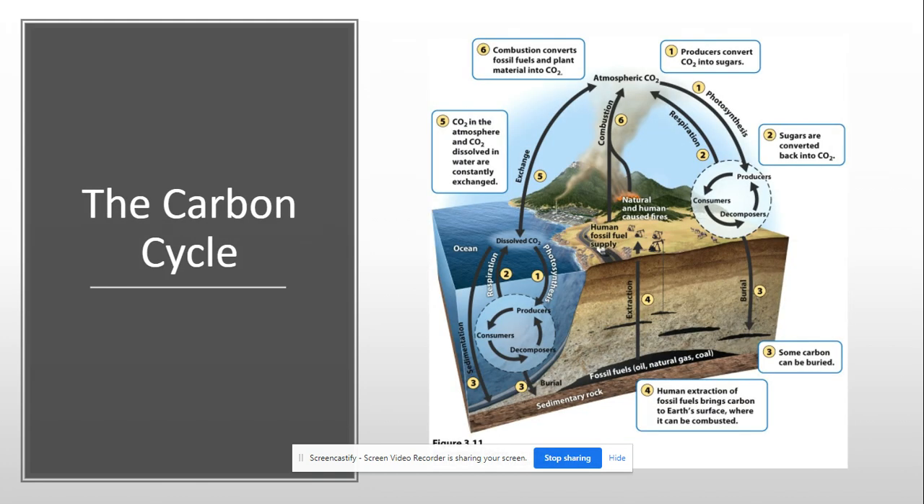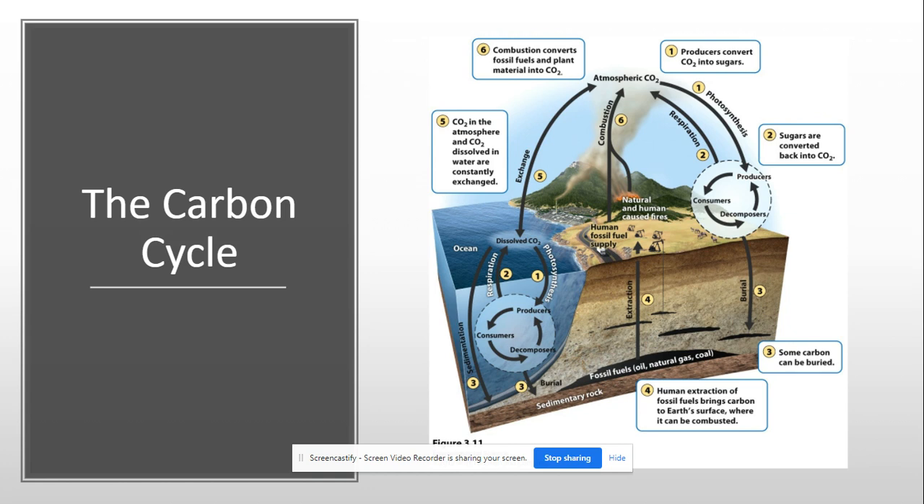Here is a bigger picture of our carbon cycle. Make sure that you jot these pieces down in your notes. Starting with number one, we know producers take that CO2 and turn it into sugars. We said that that's photosynthesis. Those sugars get converted back into carbon dioxide when consumers eat those producers, as well as decomposers.